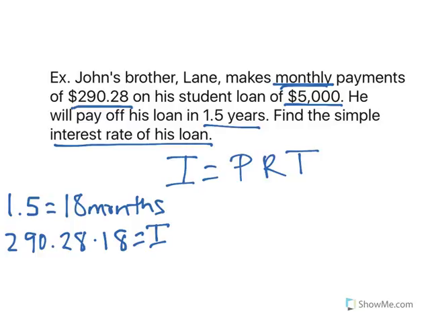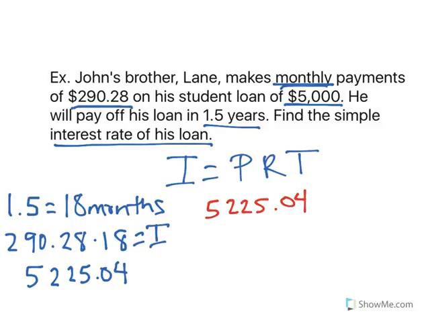So again, you can type this into your calculator. When you type that in, you're going to get $5,225.04. So that's your I. So now we can type in or write down $5,225.04.